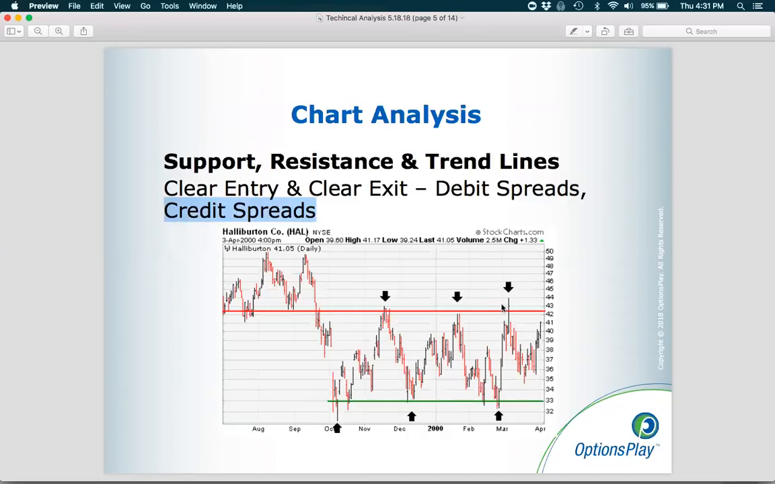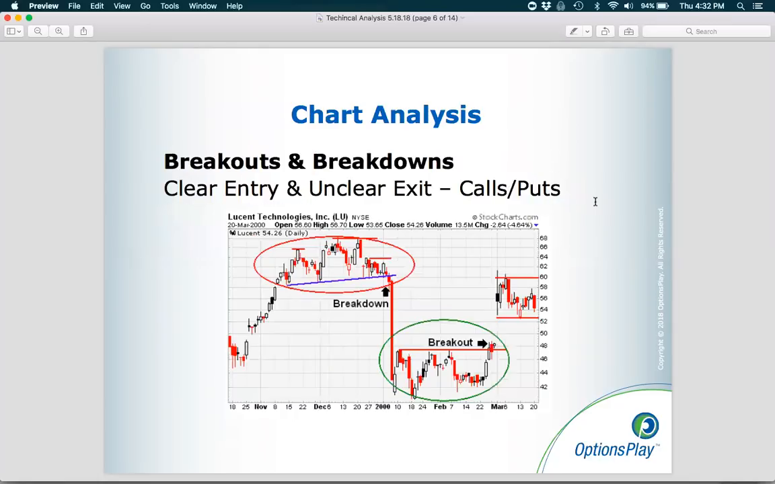Where it hit that 42 level, sold the credit spread, and even if the stock doesn't really move significantly lower, even if it stays around this 40, 41 level, you're still going to make money on a credit spread. You're just not going to make as much money as you would on a debit spread if the stock does drop down to 33. So those are two primary strategies that you can trade if you're using support and resistance levels. And this is really where you want to start off if you're brand new to options trading or brand new to technical analysis, with simple support and resistance levels because they're generally easier to spot, and we calculate these support and resistance levels for you on Options Play, and I'll show you that in 1 second.